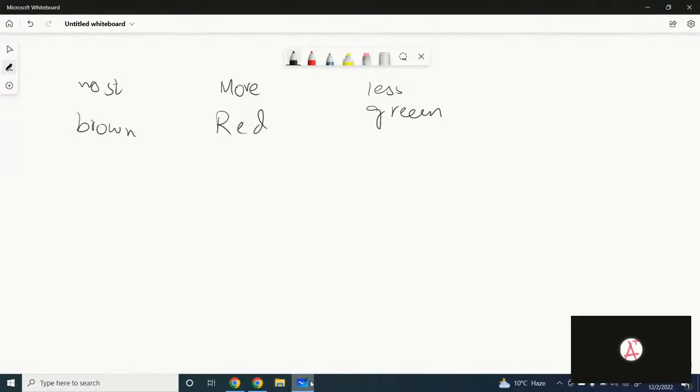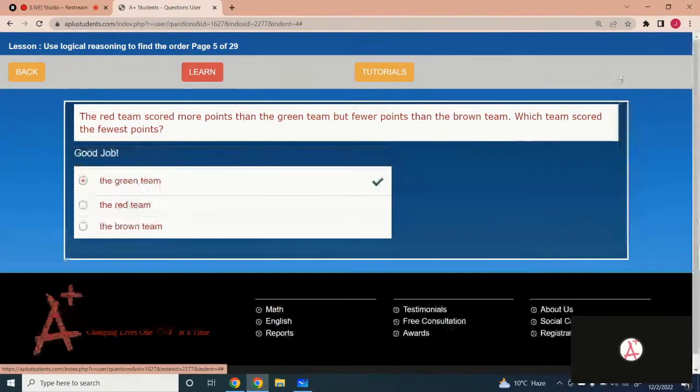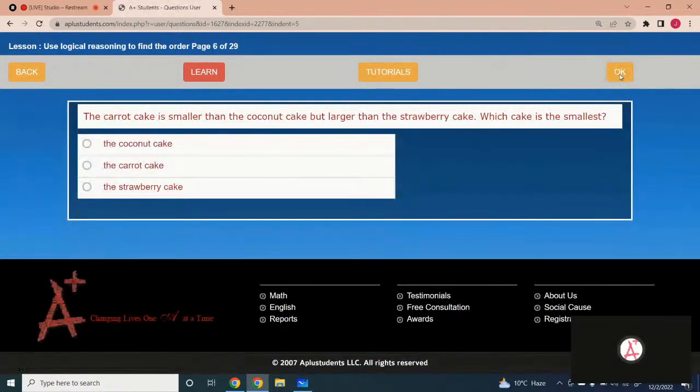Got it? The green team has the fewest points. So just select the correct option and click on the OK button. Got it, everyone? Green has the fewest one. Okay, you can complete the test by yourself later today. Let me just move on to the next topic. The next topic is the final test of the chapter. So let's just start with the final test of the chapter. Got it?